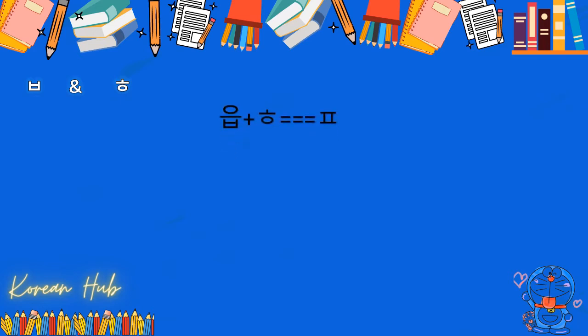When Bu consonant from the last place of the first character combines with Heo consonant from the first place of the next character, then their combination produces pu sound. For example, 접힌.